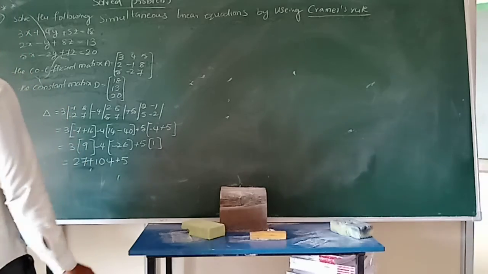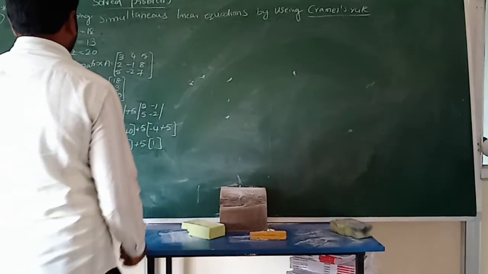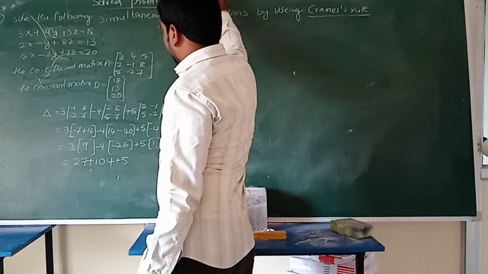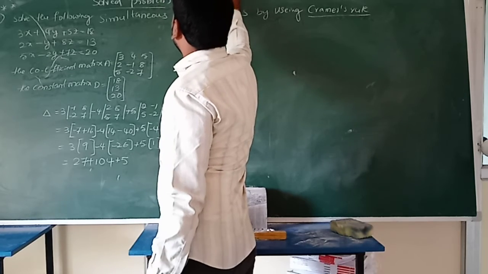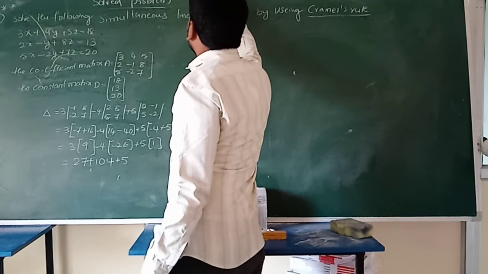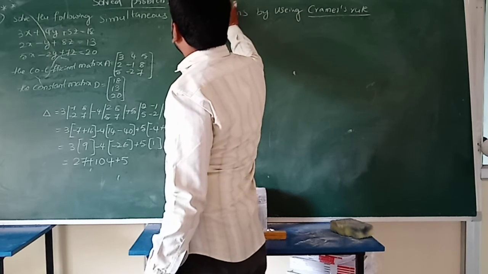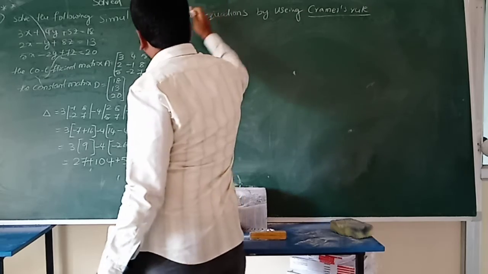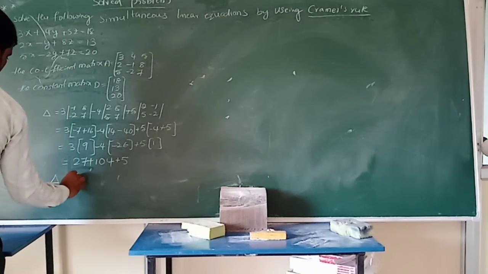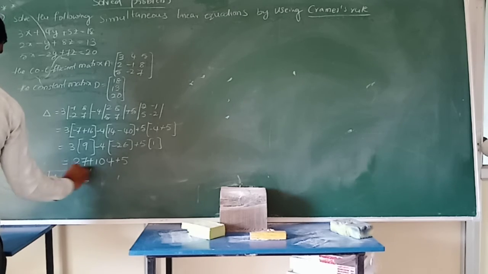Total this sum is 27, 104 and 5, that is 4 plus 5 9, 9 plus 7 16, 136. Okay, the delta is equal to 136. Okay, this is the value of delta.